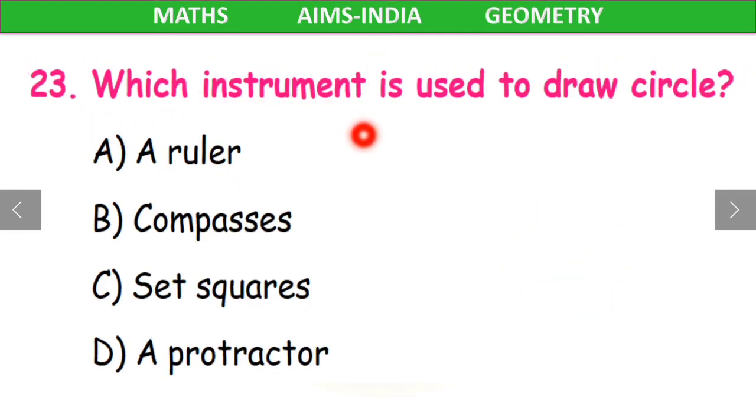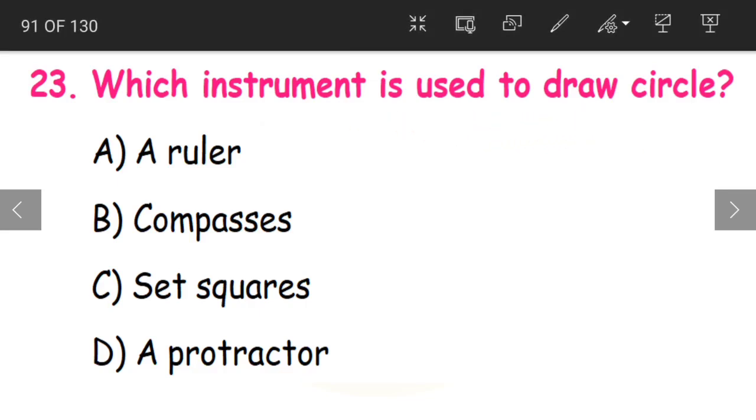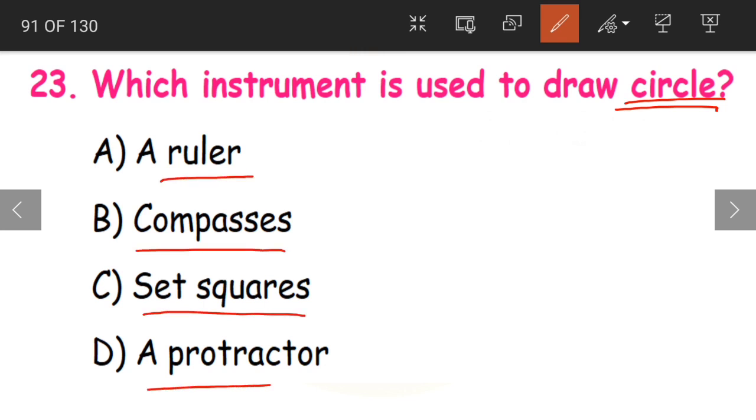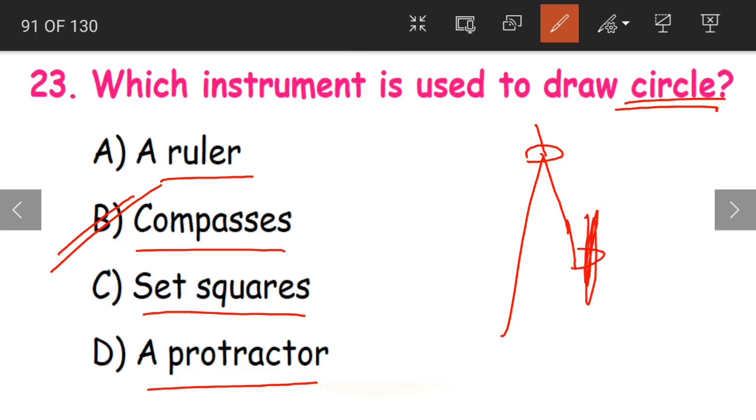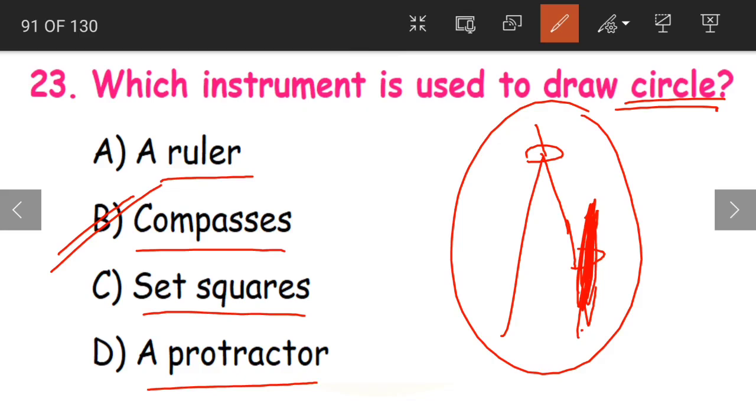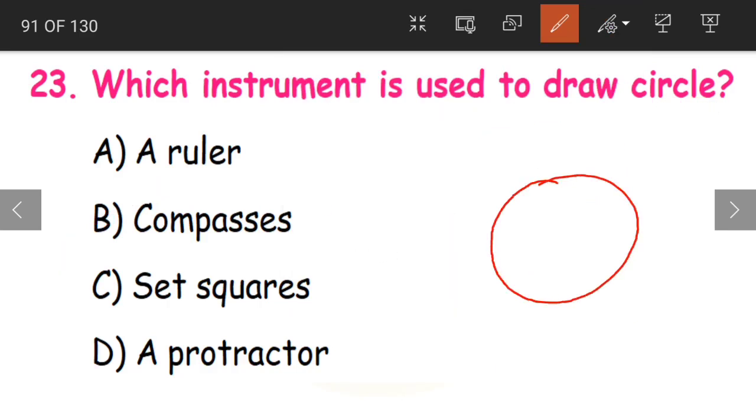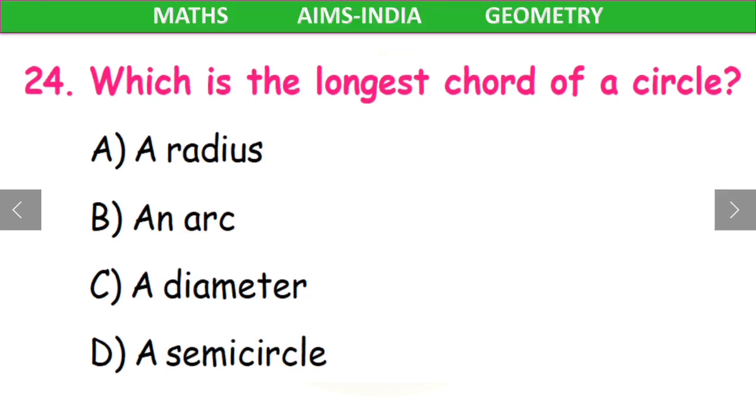Next question 23. Which instrument is used to draw circle? So to draw circles, what do we use? Do we use ruler, compass, set squares or protractor? We use option B, compass, children. You might have seen in your geometry box. Yes, so you will be having an instrument like this. We'll place our pencil here, and then with the help of this instrument, that is compass, we can draw circles of different sizes, children. You will get perfect circles. See, if I want to draw circle by hand, it might not be very perfect. So with the help of compass, we draw circles.